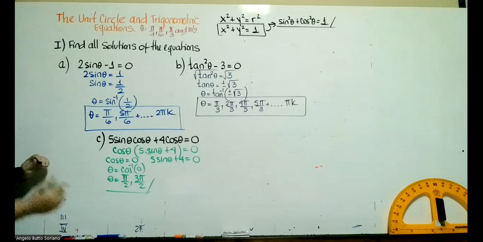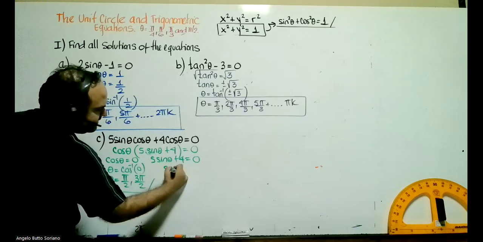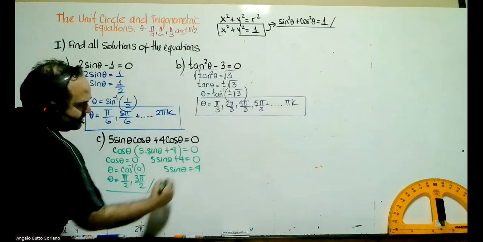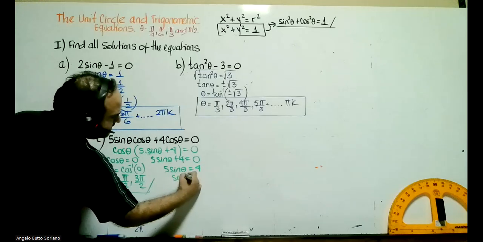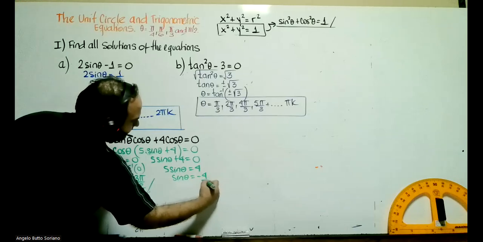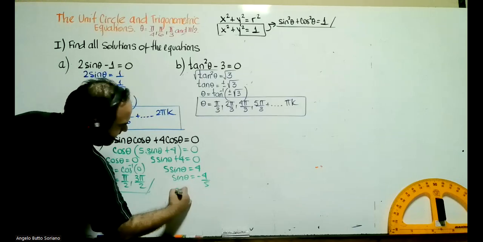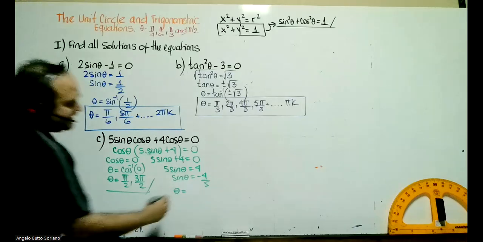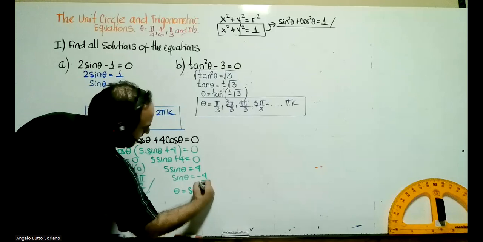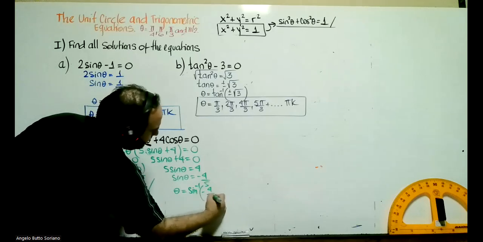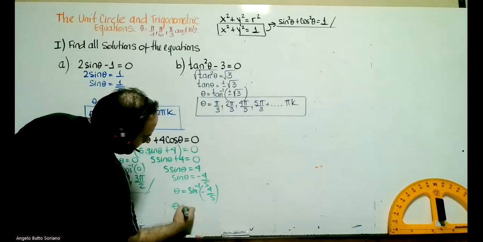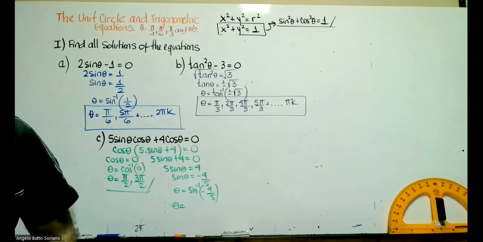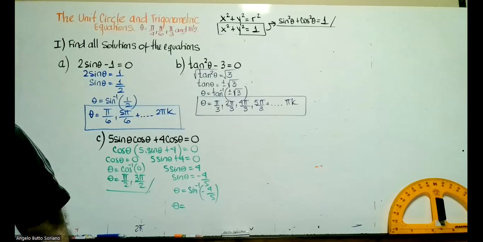On the other hand, if you want to solve 5 sine of theta equals negative 4, sine of theta will be negative 4 fifths. By this means, we solve for theta and we get arc sine of negative 4 fifths. The answer for this situation we get by using the calculator.